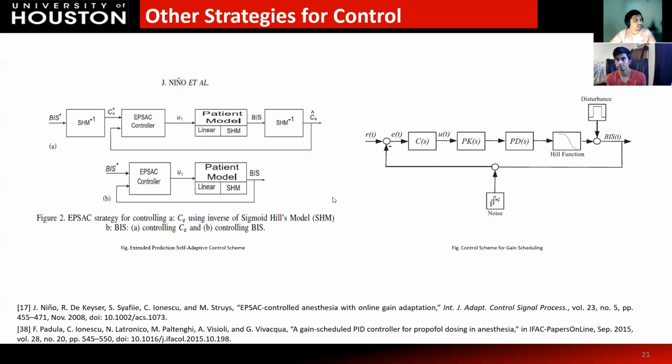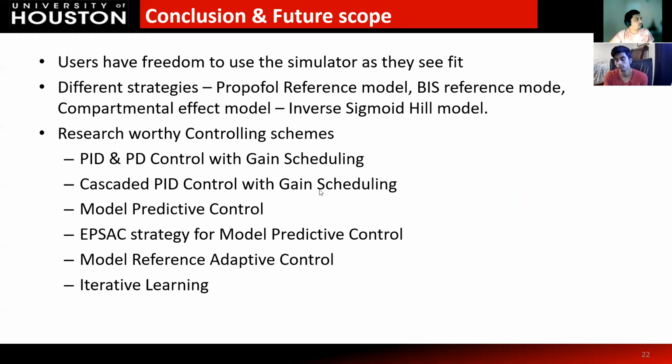There were a few other strategies, namely the gain scheduling, of course, for incorporating patient-to-patient variability. And we also came across an extended prediction self-adaptive control scheme, which looks something like this, where BIS is taken into account, and the inverse Hill sigmoid function gives the concentration, which goes into this EPSAC controller. The input goes into the patient model. The BIS is again taken as feedback along with the inverse function. The concentration is fed back to the controller, and these different strategies could be used and implemented using the patient simulator, and the work can be done with many different strategies, as mentioned before.